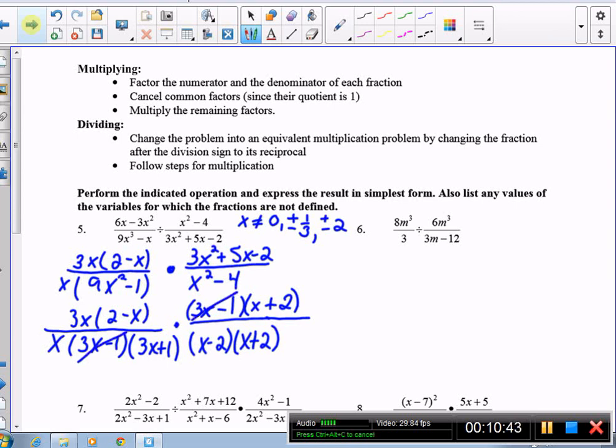And then 3x minus 1, x plus 2, the x's cancel, and remember the x minus 2 and the 2 minus x simplify to negative 1. So it looks like we are left with negative 3 over 3x plus 1.